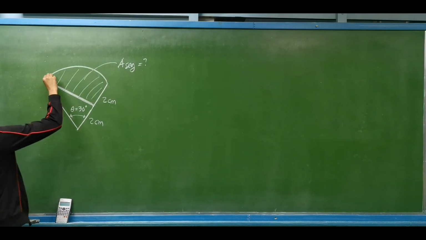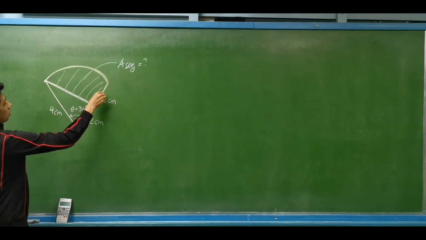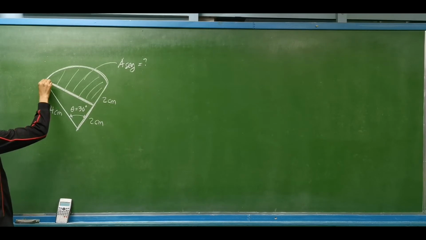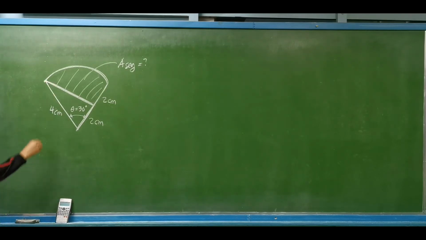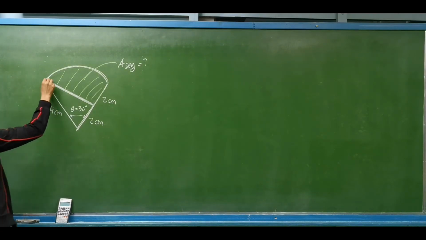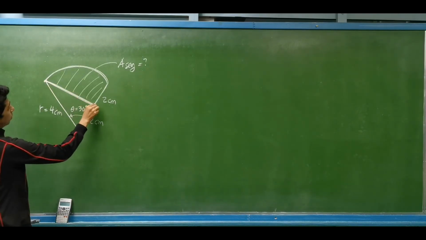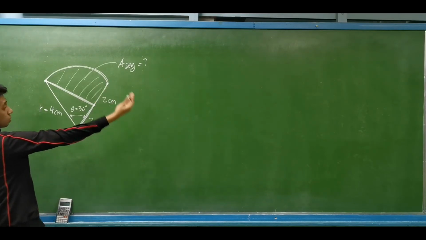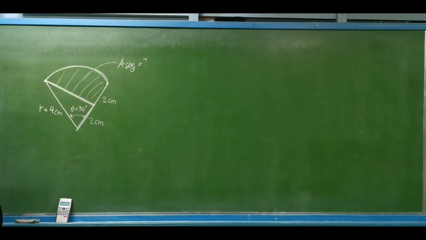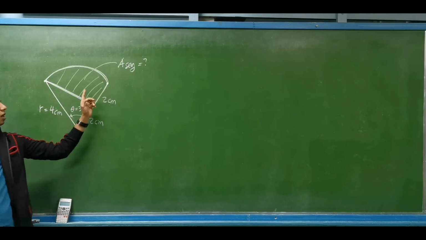For example, we have this sector. Then we are to draw a line segment from the intersection of the radius. So the radius of the sector is 4. From the intersection of the radius and the arc, we are to draw a line segment towards the midpoint of the radius on this side. So how do we compute for the area of this?